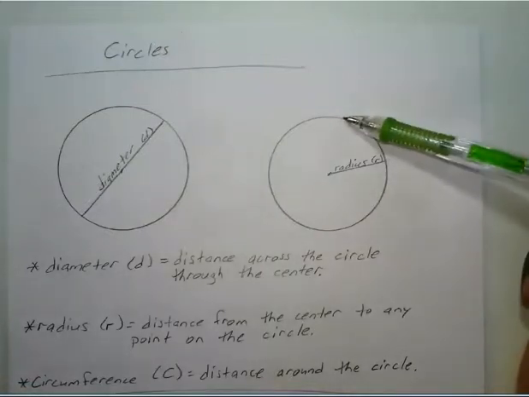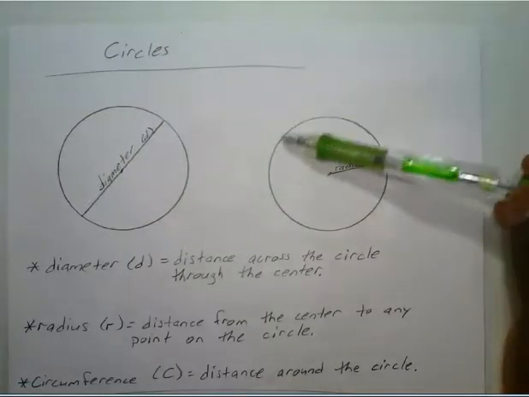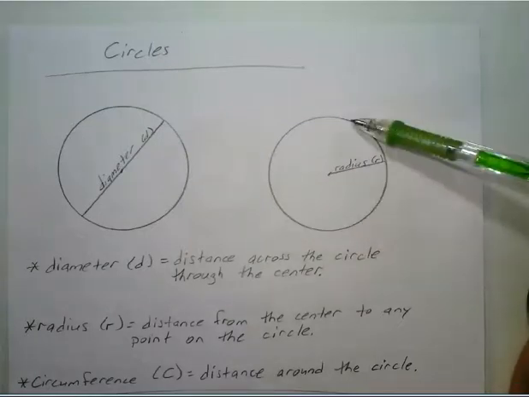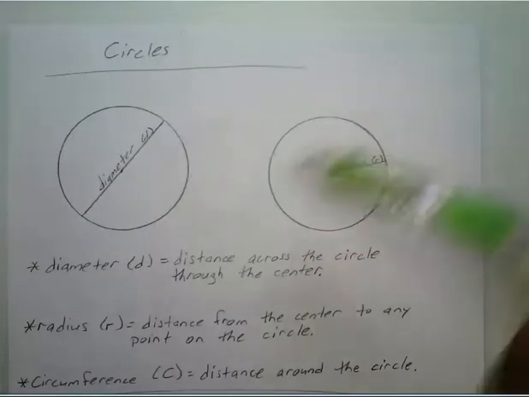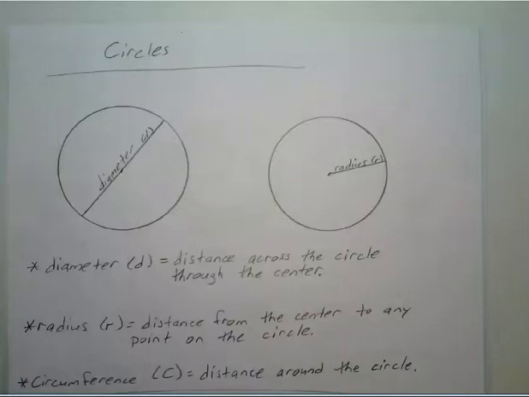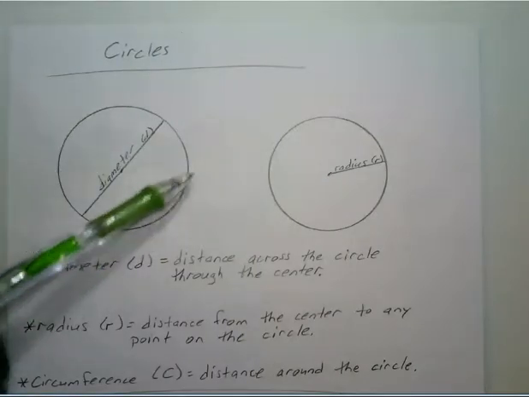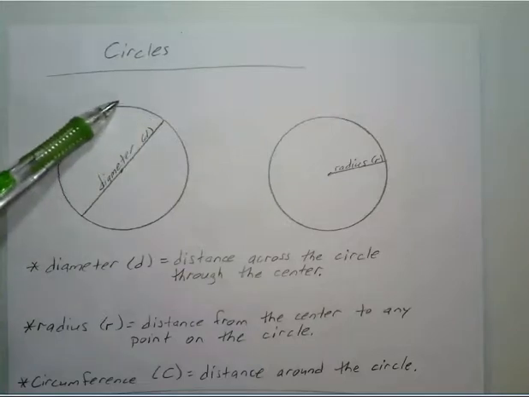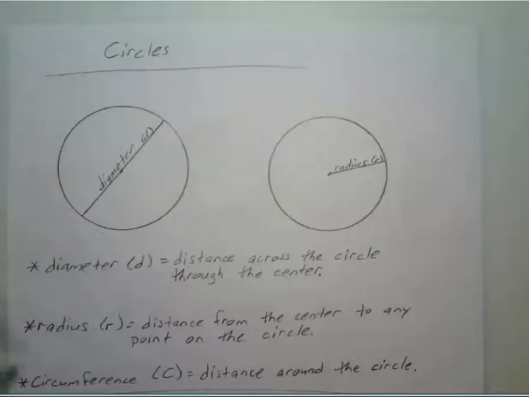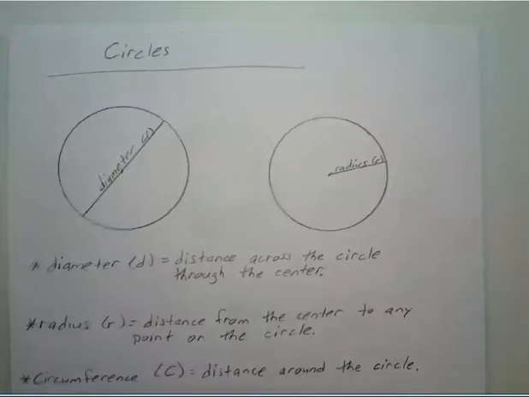So if you start at any point and you go around that circle and go back to that point, that's your circumference. No matter how big or how small the circle is, if you start at a point and you circle that entire circle and go back to that point, that's your circumference. Okay, so now we're going to use these three things to come up with our formulas.